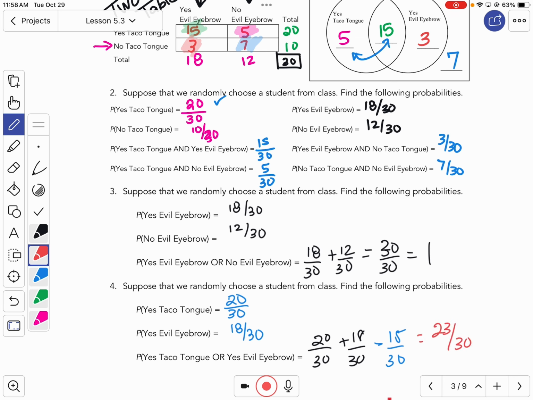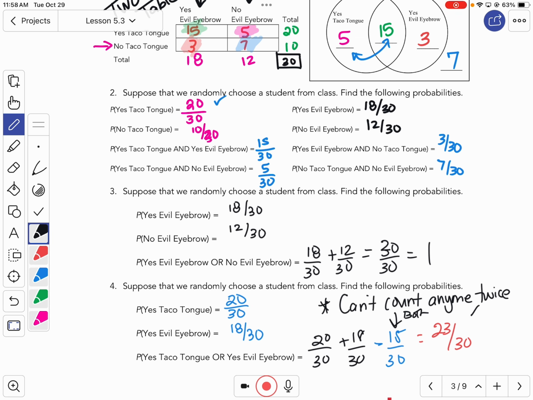That is referred to as our general addition rule. We can't count anybody twice. So we subtracted out the both. Anybody that ends up in there twice, we have to take them back out. And so we have 23 over 30.